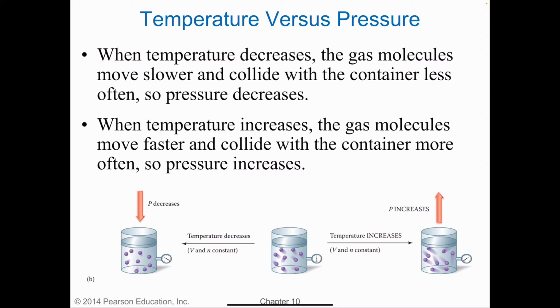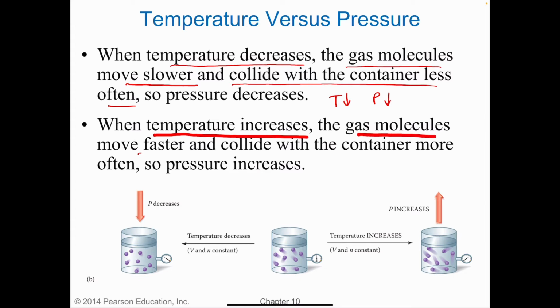Next up, temperature versus pressure. So when the temperature decreases, the gas molecules are going to be moving slower, and they're going to be colliding with the walls of the container less often. So the pressure that we measure is going to go down. So as the temperature goes down, the pressure also goes down. And when temperature increases, the gas molecules move faster. So they're going to collide with the walls of the container more often. So the pressure goes up. So as the temperature goes up, the pressure goes up.